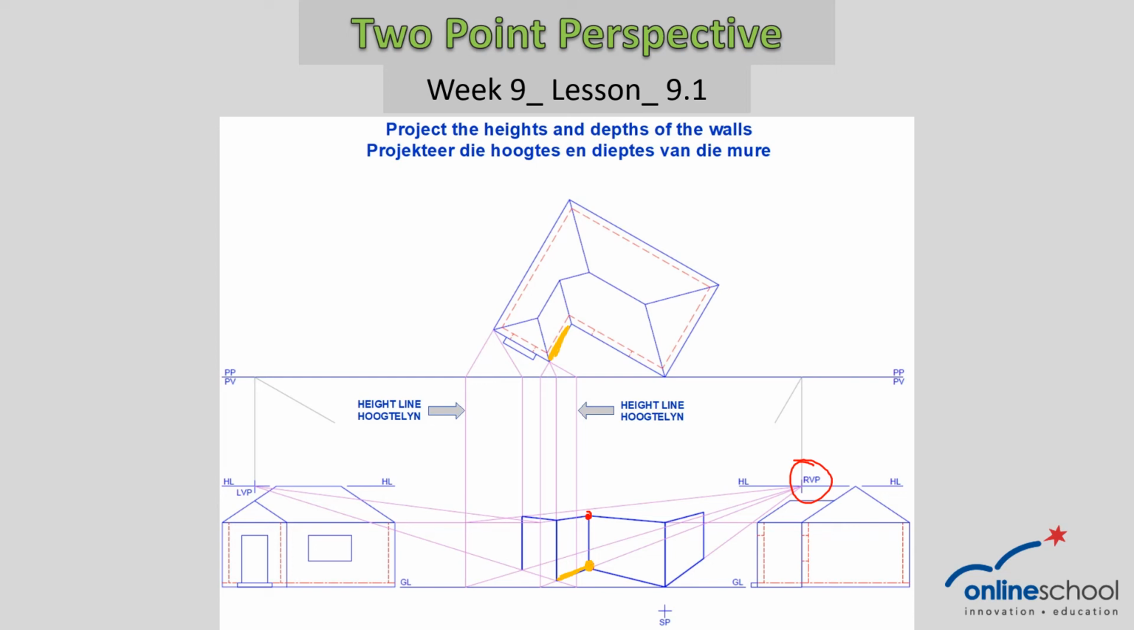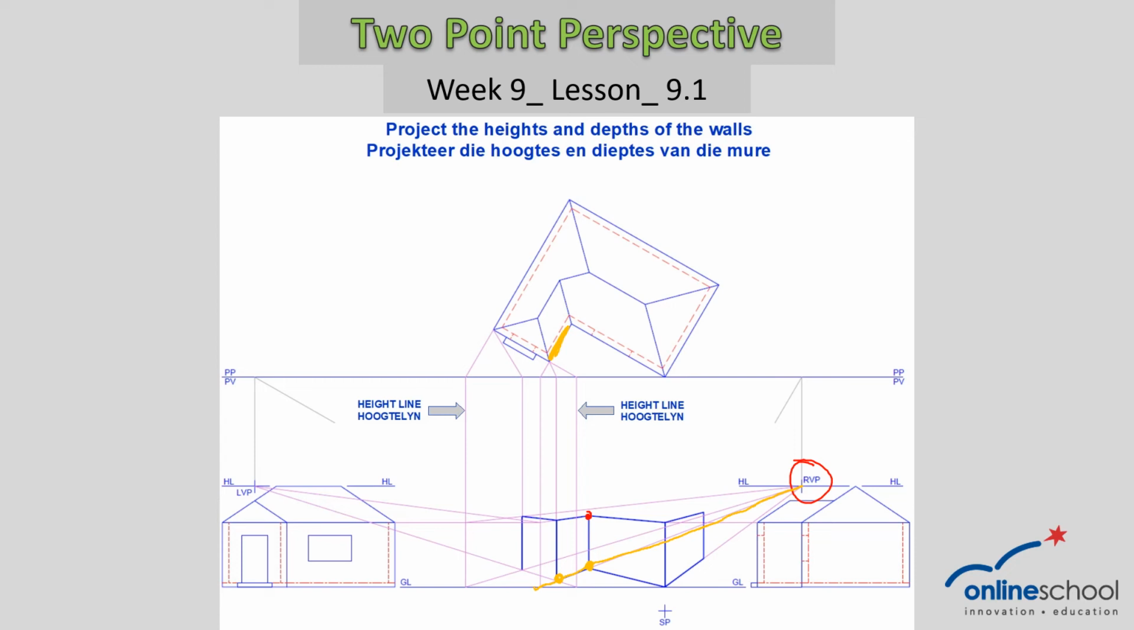So if you understand the logic behind that, it makes sense that if you were to keep that corner at the same height and just project it from the right vanishing point, you would find that from that corner of the house up to that corner would then be the same height. Okay, because it's the lowest part of the house.